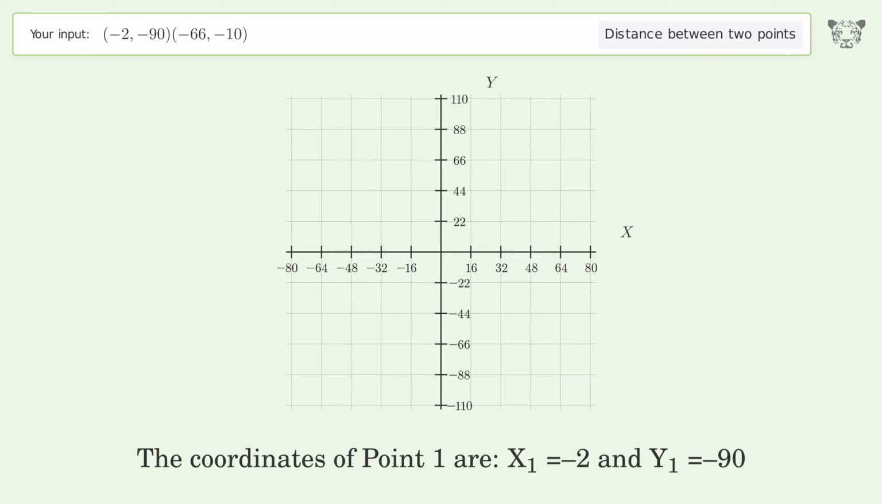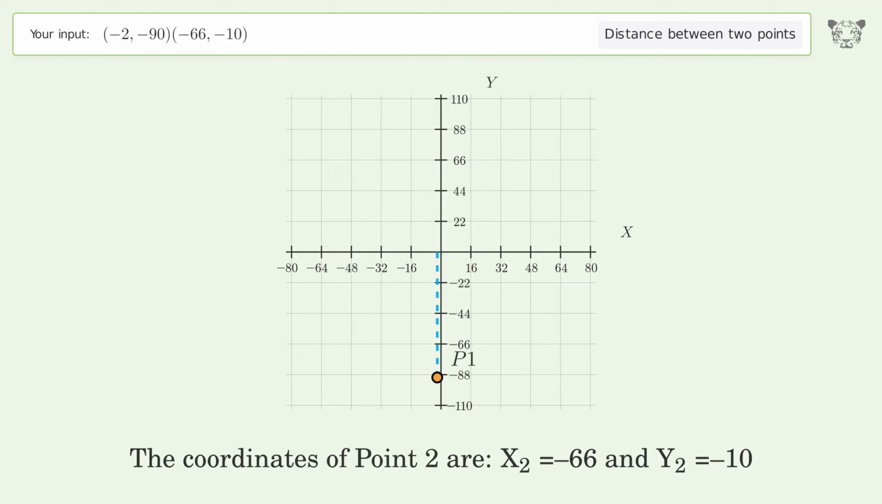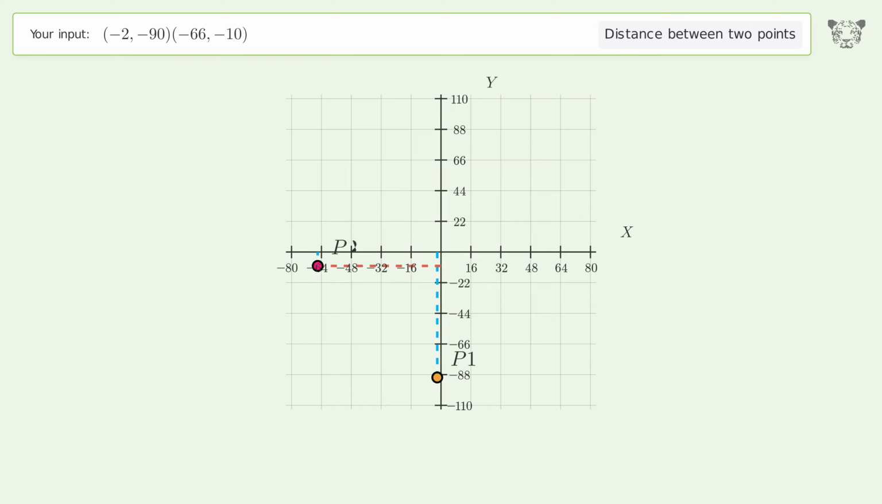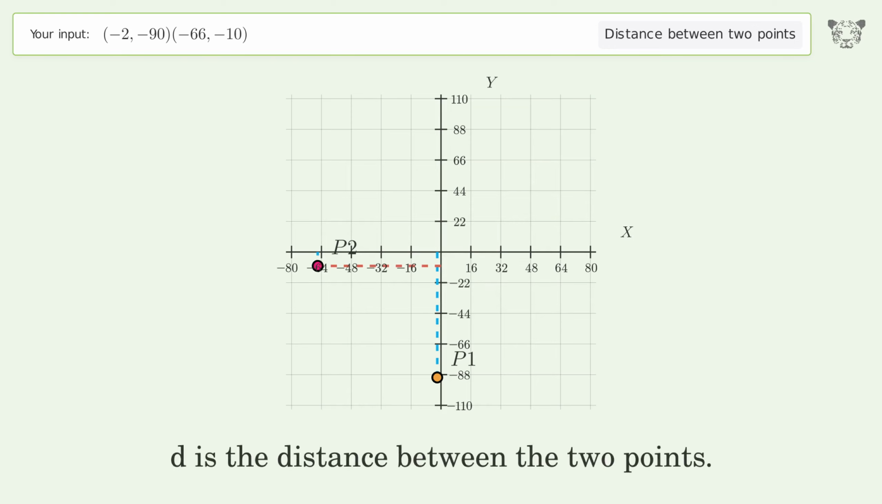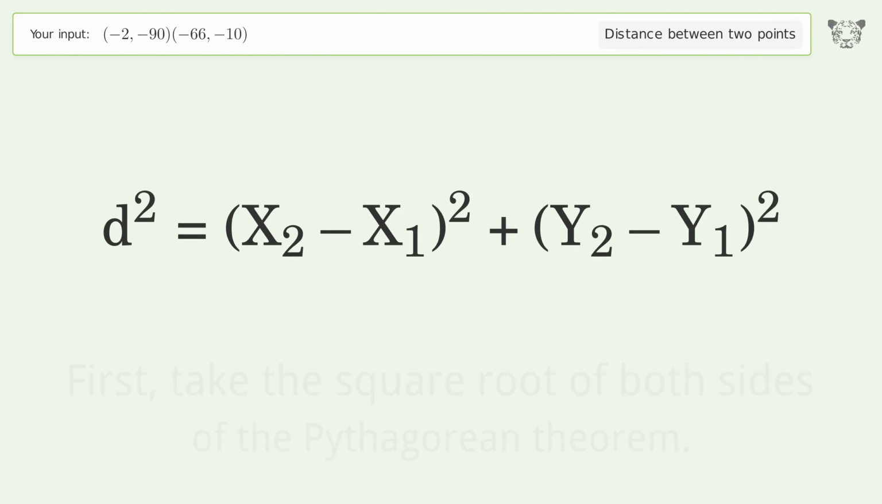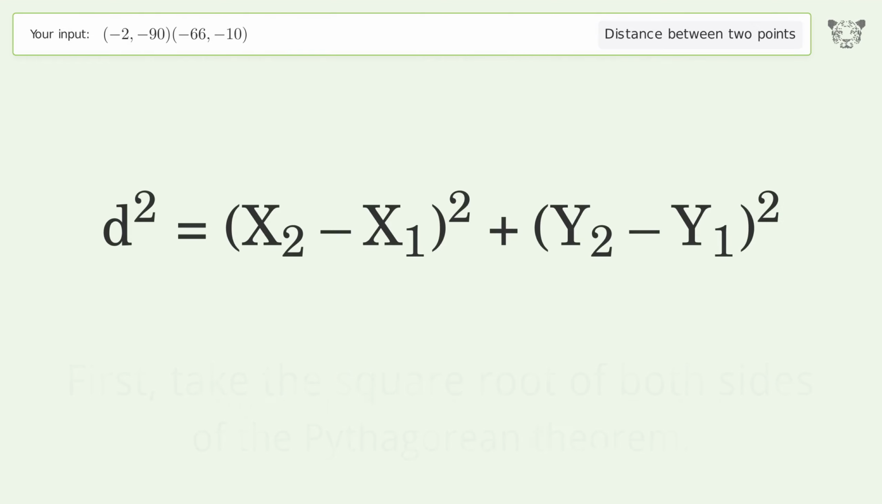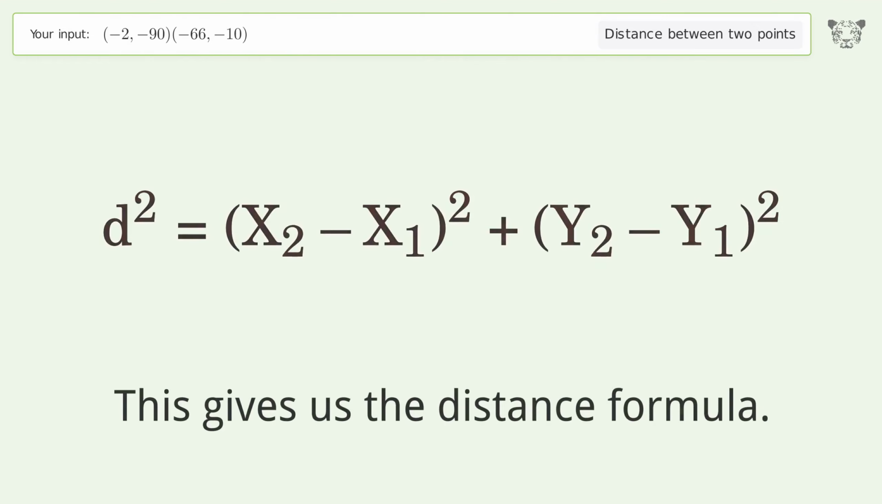The coordinates of point 1 are x1 equals -2 and y1 equals -90. The coordinates of point 2 are x2 equals -66 and y2 equals -10. D is the distance between the 2 points. First, take the square root of both sides of the Pythagorean theorem. This gives us the distance formula.